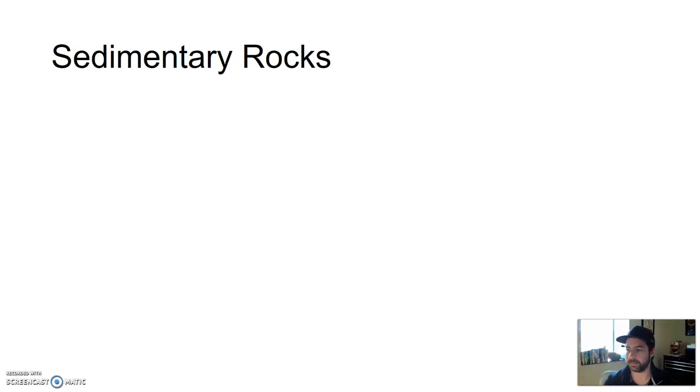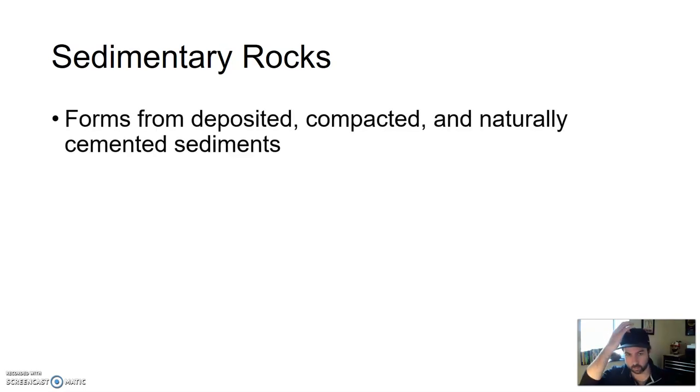All right, welcome back. Let's talk about a second type of rock, sedimentary rock. Sedimentary rocks form from deposited, compacted, and naturally cemented sediments. There are a variety of sediments: sand, silt, clay, pebbles. A piece of sediment is any piece of rock that's been broken off, however big or small.